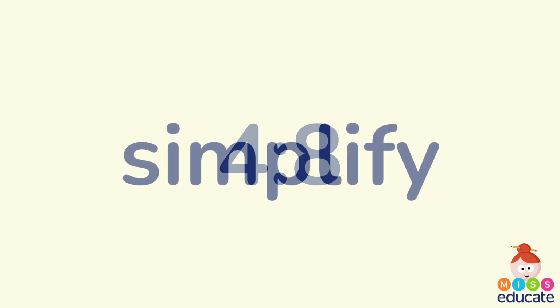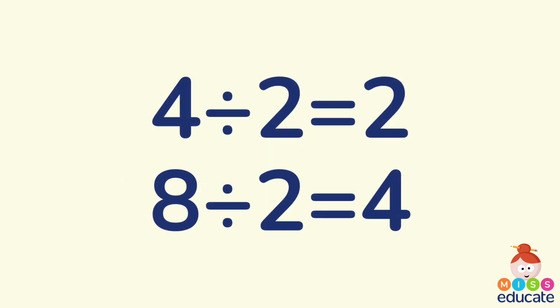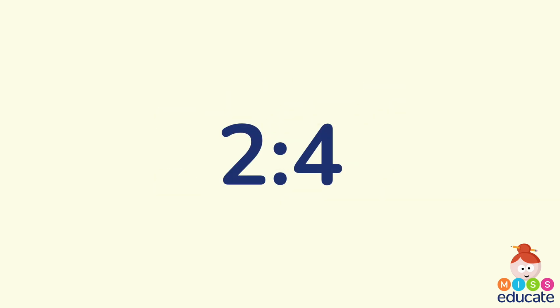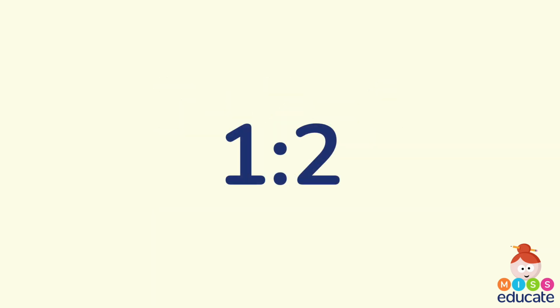But we could actually simplify that ratio down even further. We could divide it by 2. So 4 divided by 2 is 2, and 8 divided by 2 is 4. That takes our ratio down to 2 to 4. So for every 2 sheep, there are 4 pigs. Well, we could actually go even more simple and divide the 2 again by 2 to get 1, and divide the 4 by 2 to get 2. And our ratio then is 1 to 2. That has taken the ratio right down to its most simple form.